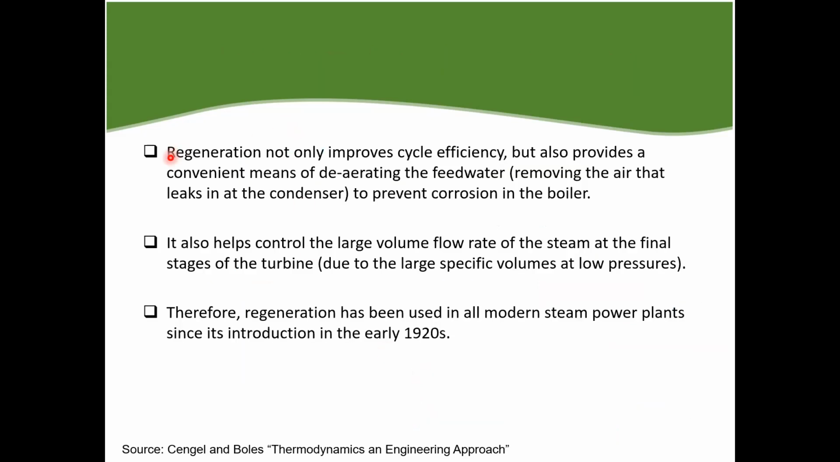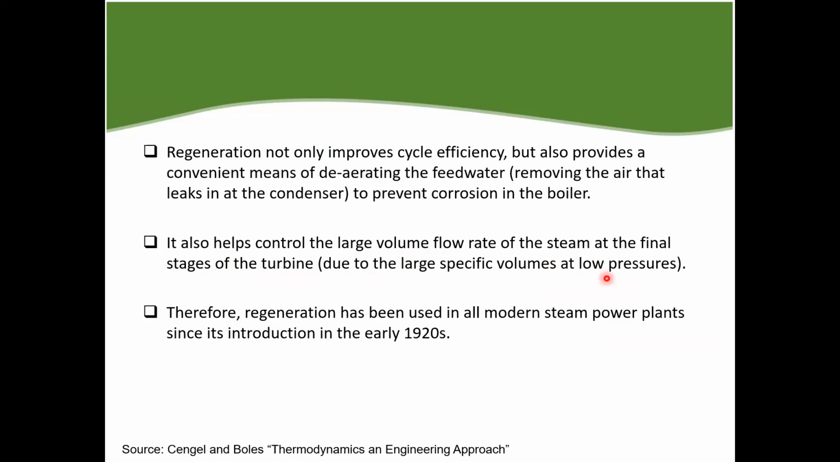And then later pa. Regeneration not only improves cycle efficiency, but it also provides a convenient way of deaerating the feed water. Deaerating means removing the air that leaks in at the condenser. And thus it also prevents the corrosion in the boiler. Okay, so without the air, it also prevents the corrosion. In addition to that, it helps control the large volume flow rate of the steam at the final stages of the turbine. This is because of the large specific volumes at low pressure.